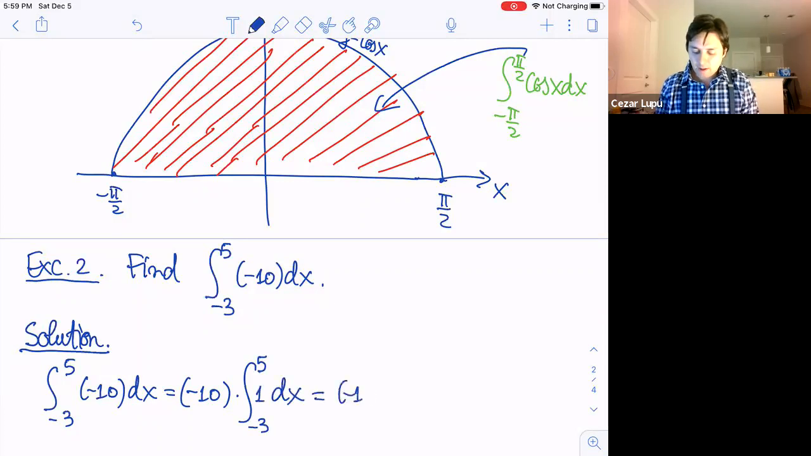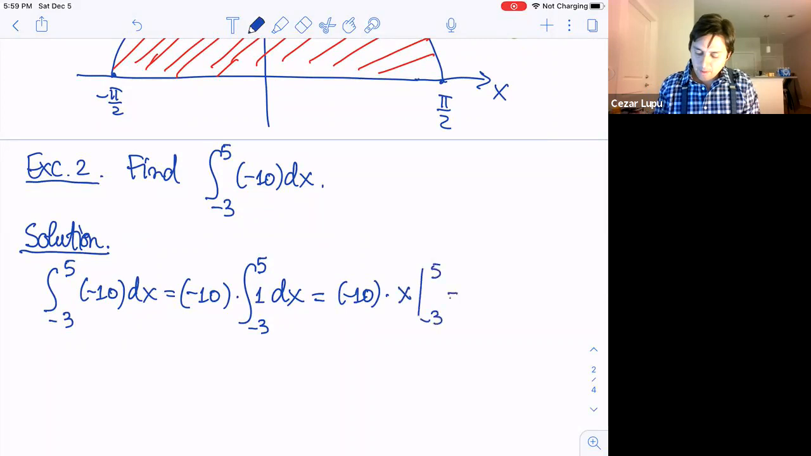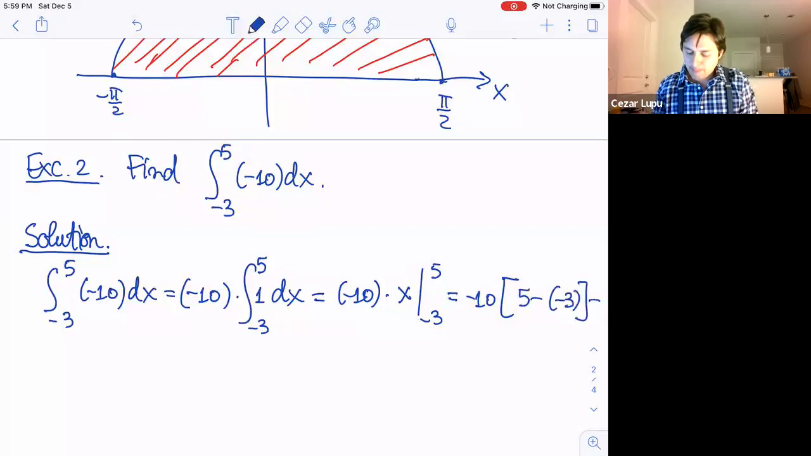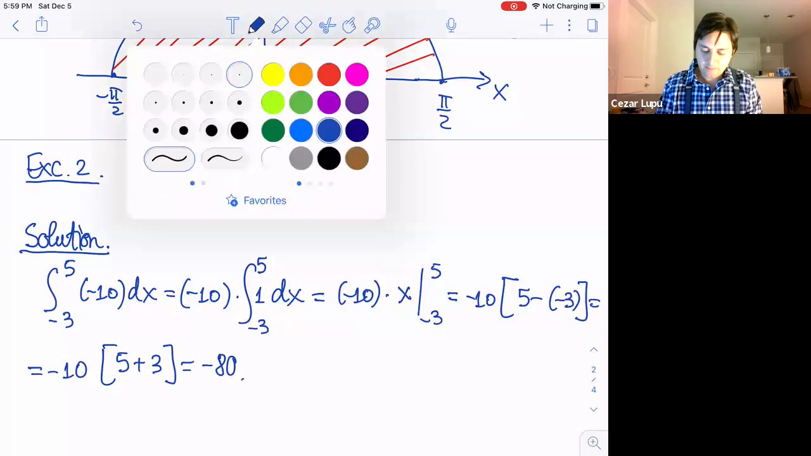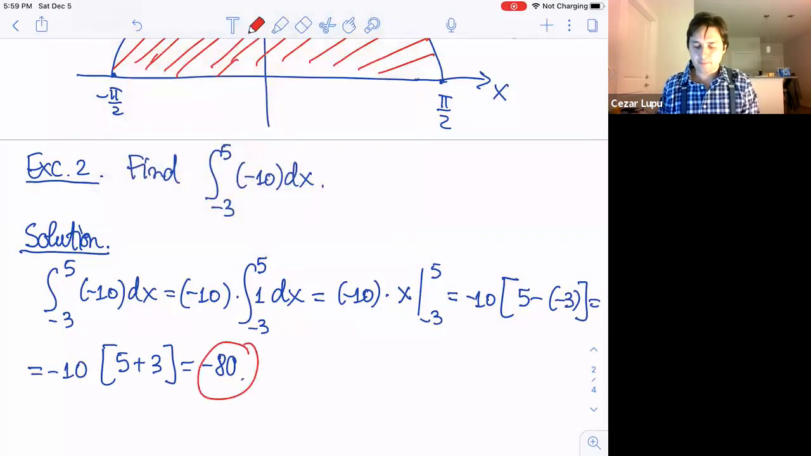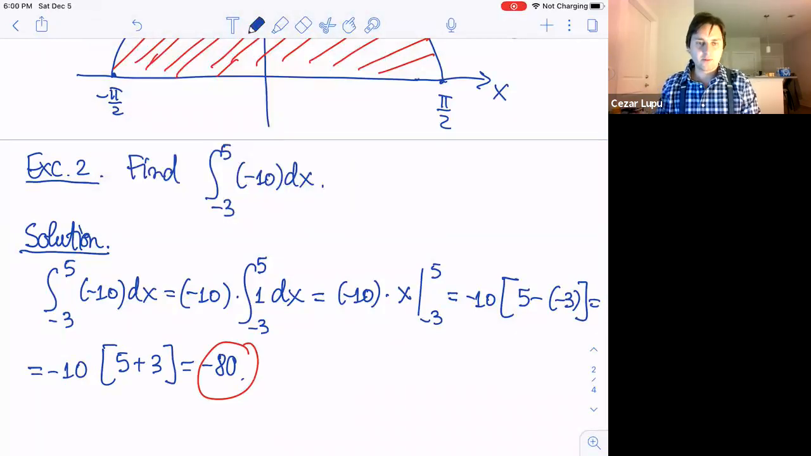And now this will be -10 times, and now look at this. What is the antiderivative of 1? The antiderivative of 1 is x from -3 to 5. So this would be -10 times 5 minus -3, which is -10 times 5 plus 3, and this would be -80. And that's the answer. Anyway, we can draw a graph here as well, but I will leave it to you as an exercise to figure out how to.